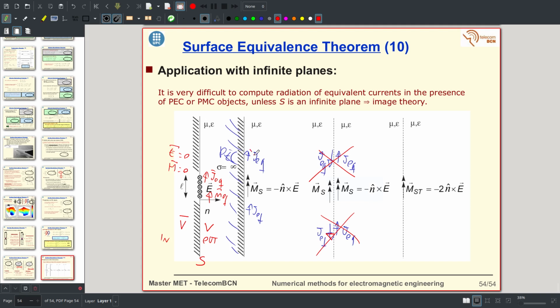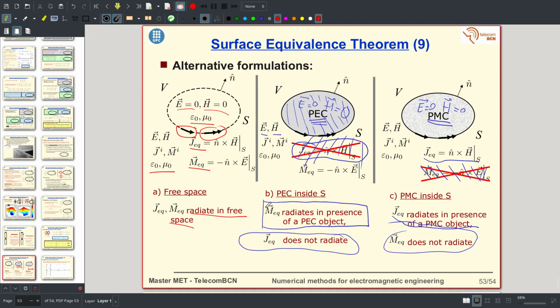So, in the case of an infinite plane, we can clearly see that the equivalent electric current in the surface of a perfect electric conductor does not radiate. And we see this using image theory. If the perfect electric conductor is not an infinite plane, but has any shape, like this or like this, whatever, it still does not radiate. We can easily see it with an infinite plane, but if it is not an infinite plane, it also doesn't radiate.